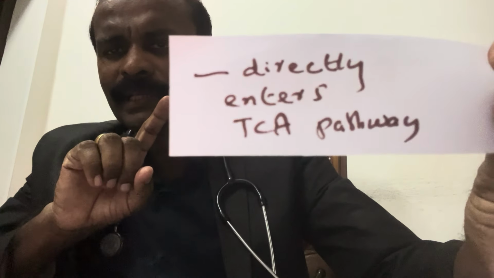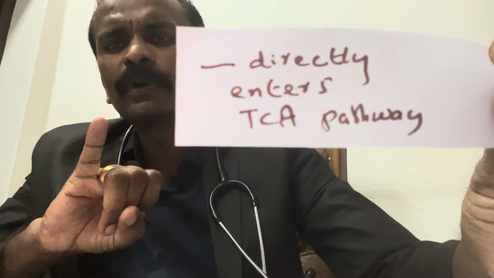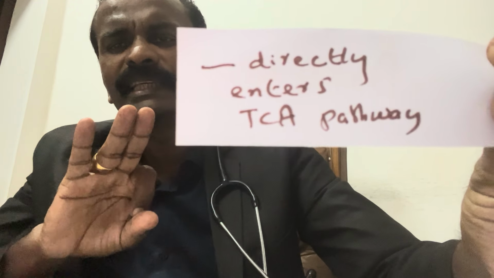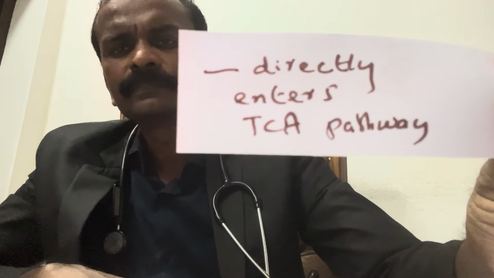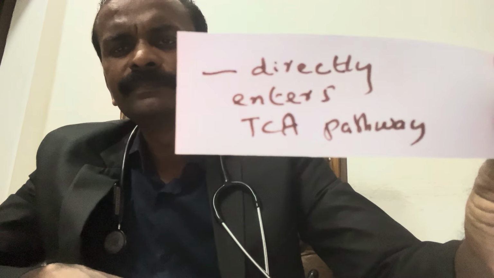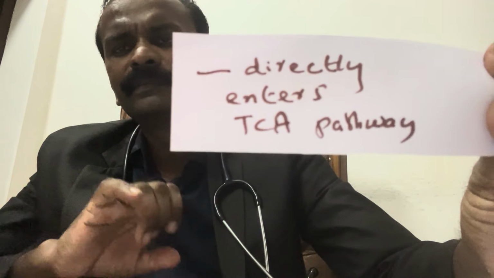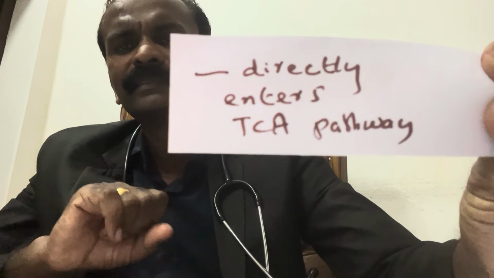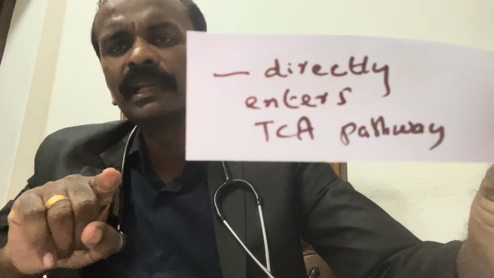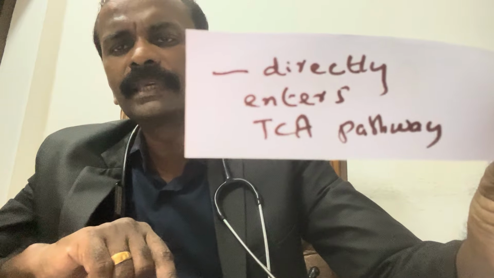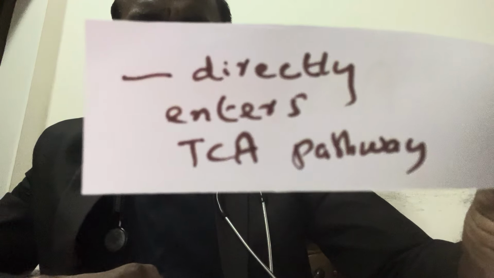This is a repeated question. Dash directly enters into the TCA cycle. Tricarboxylic TCA cycle. I will tell you the correct expansion next. Any idea? Tricarboxylic acid cycle. TCA cycle is also called Krebs cycle. Krebs cycle. Tell me, is it true or false?